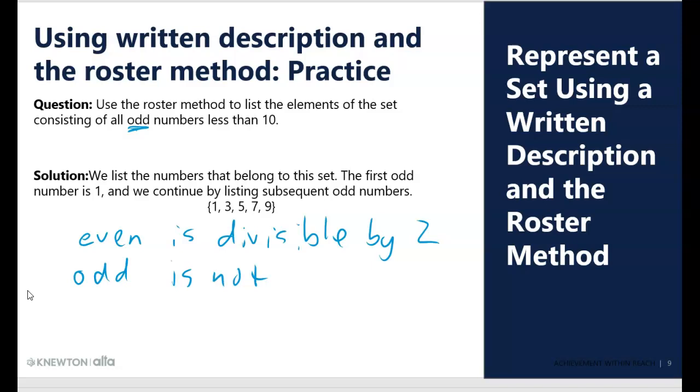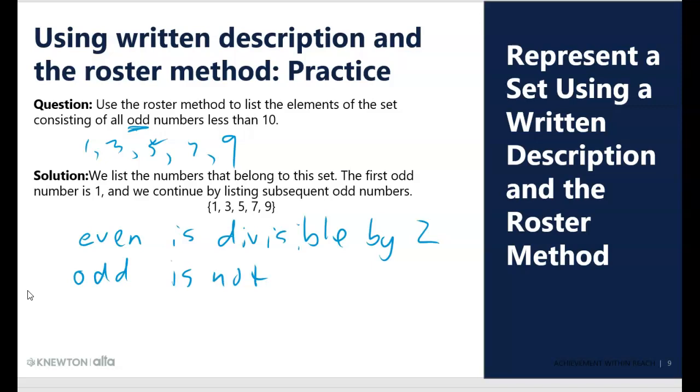So odd numbers would be all the numbers that are not divisible by 2. It turns out any number ending in 1, 3, 5, 7, or 9 is odd. So not just the numbers 1, 3, 5, 7, and 9, but the numbers 11, 13, 15, 17, 19, 21, 23, 25, 27, 29. They are odd, but here I'm just asked for the ones less than 10.